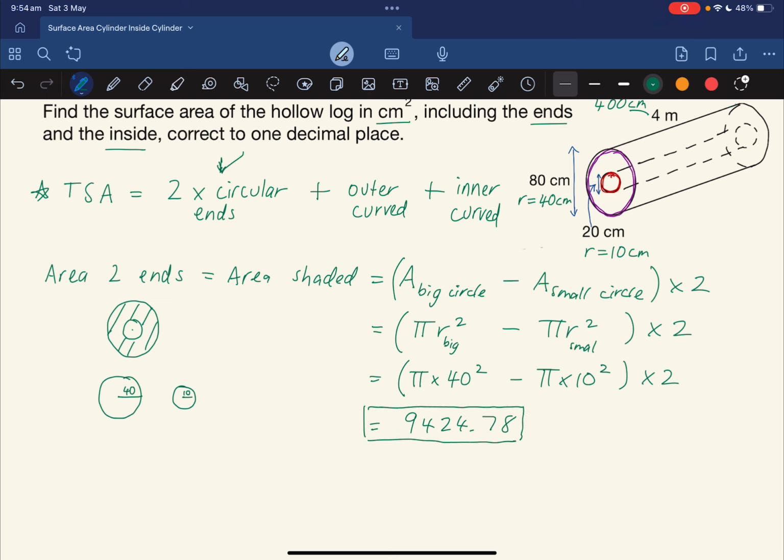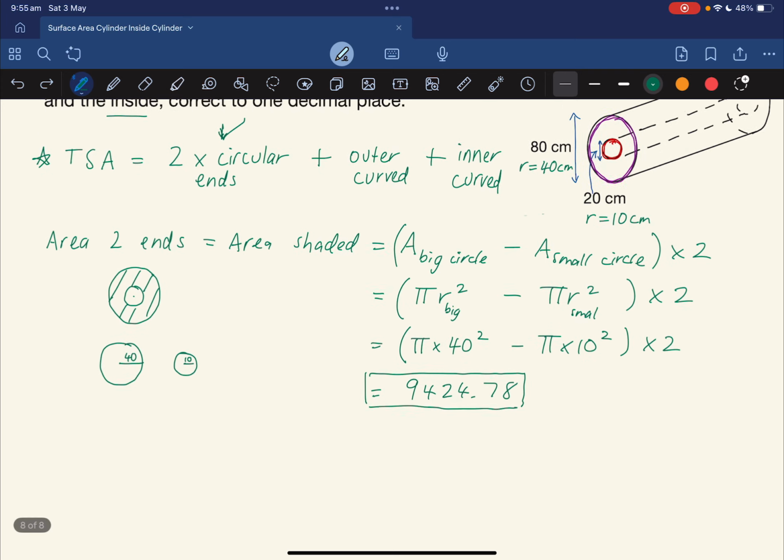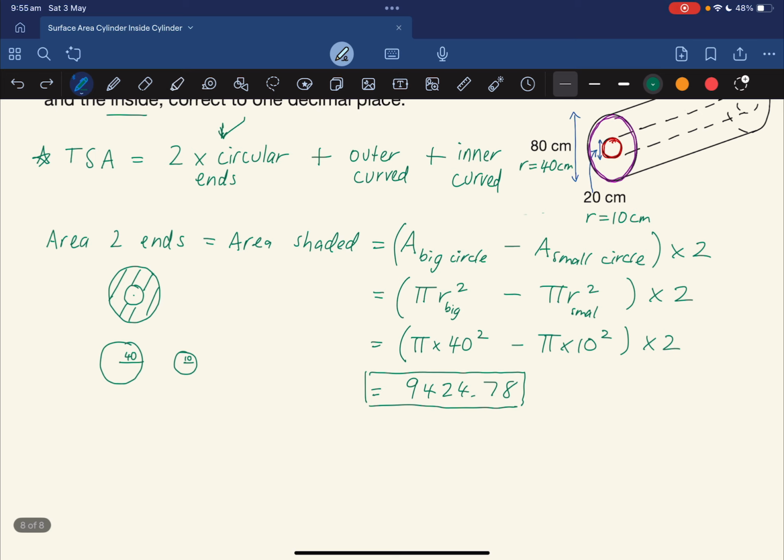We found it. We found one of the 3 things. Now let's go to our outer curved bit. This is where you want to be all over what a cylinder is and how to find the surface area of a cylinder. So, area, outer, curved. Just thinking about a normal cylinder, what's its net? Its net is something like that.